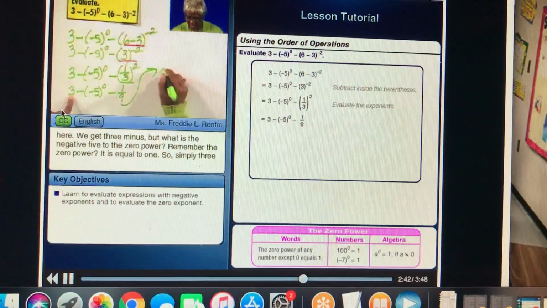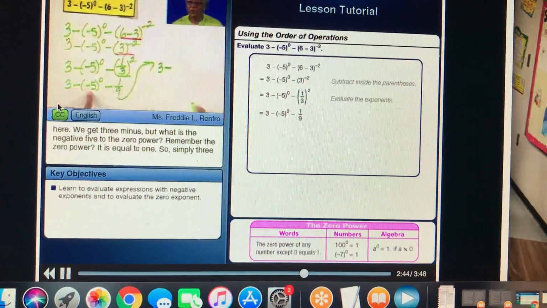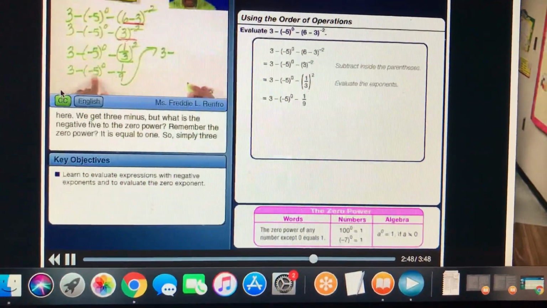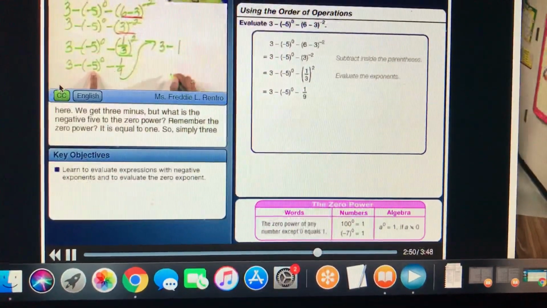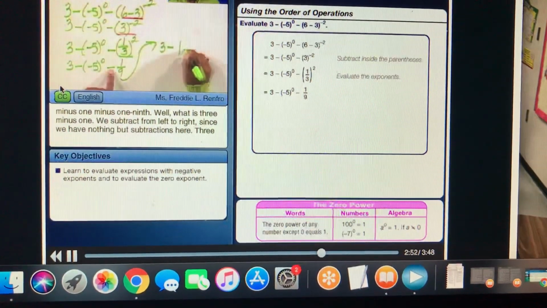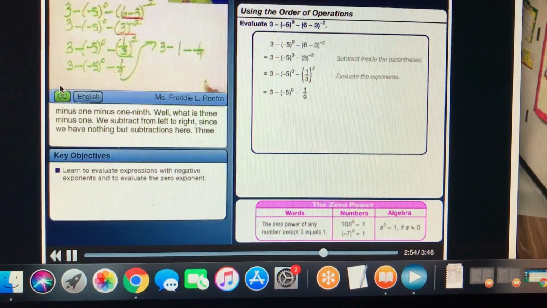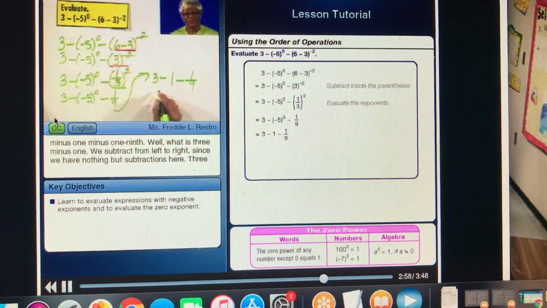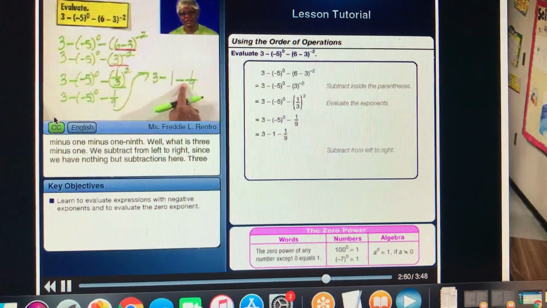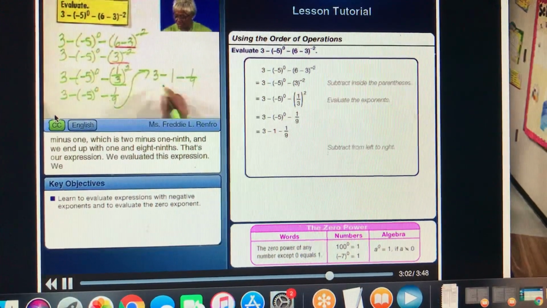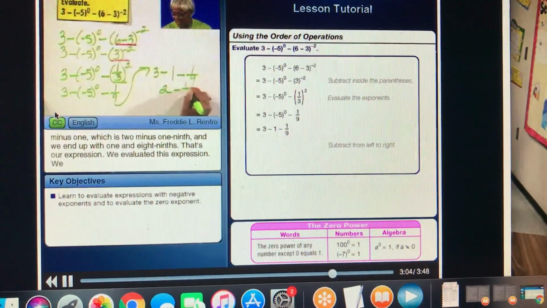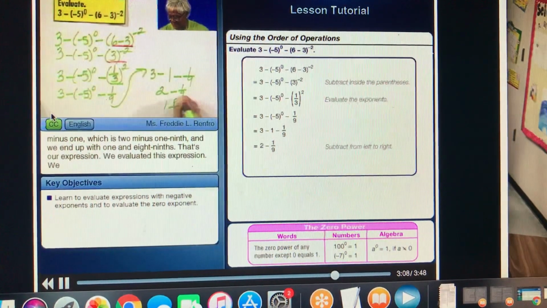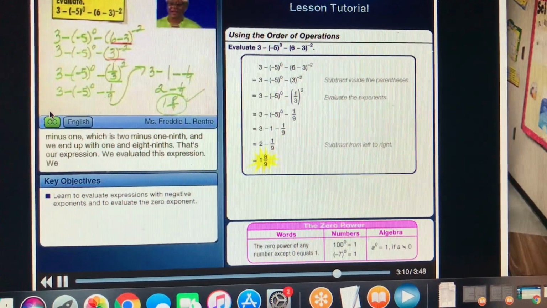We get 3 minus, but what is a negative 5 to the 0 power? Remember the 0 power? It's equal to 1. So simply 3 minus 1 minus 1/9. Well, what is 3 minus 1? We subtract from left to right since we have nothing but subtraction here. 3 minus 1, which is 2, minus 1/9, and we end up with 1 8/9. And that's our expression.